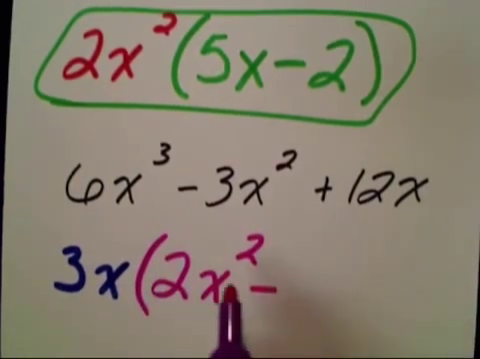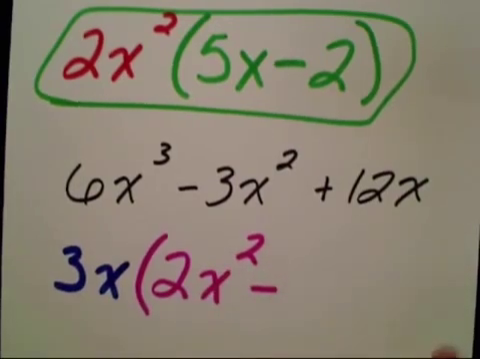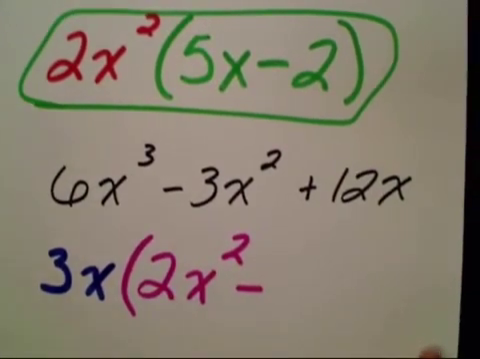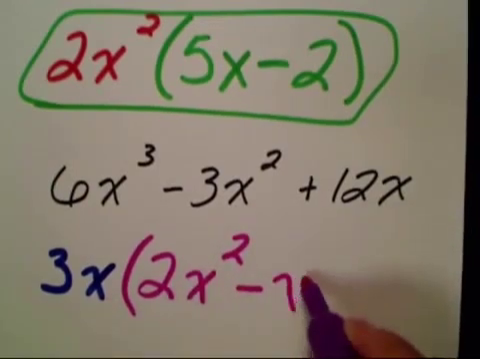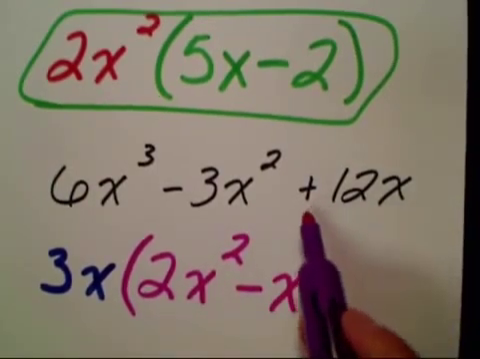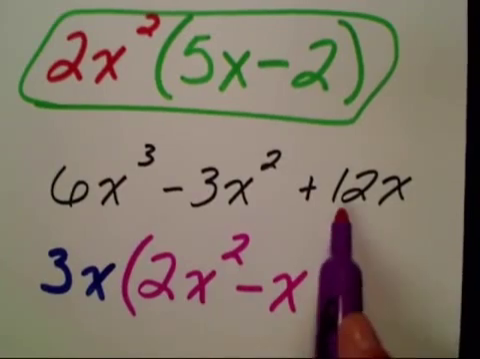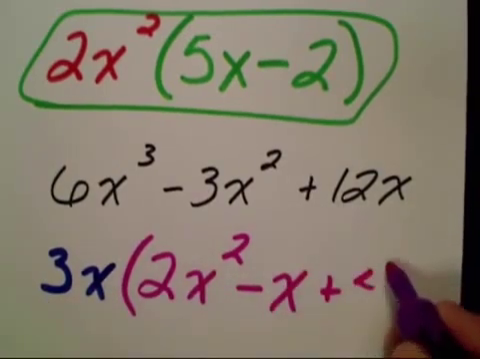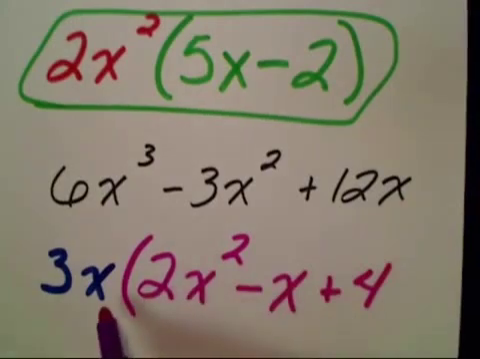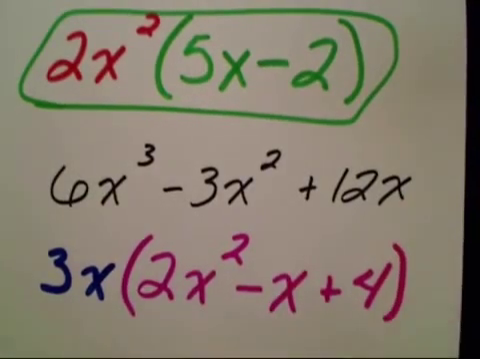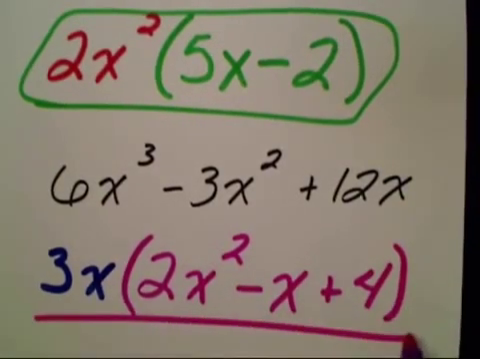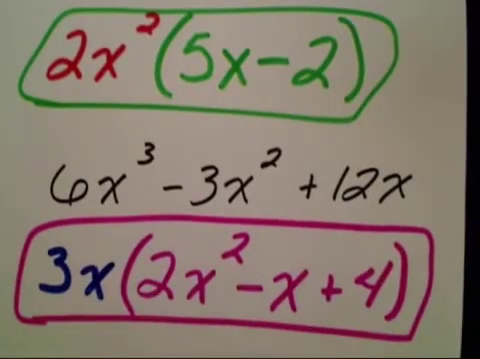Minus, I took the 3 out, so I'm left with a 1, not 0. Whenever you're dividing, you're left with a 1. There were 2 x's, I took one of them out, so I'm left with 1x. Plus, 12 divided by 3 is 4. And I had 1x, and I took 1 out, so there's nothing left over. And we're done with that.